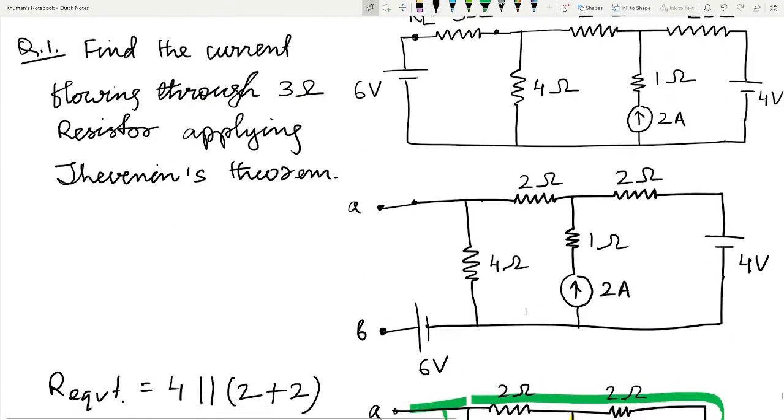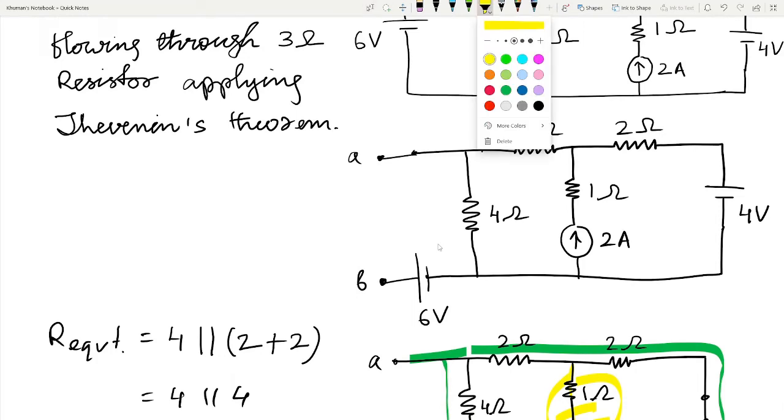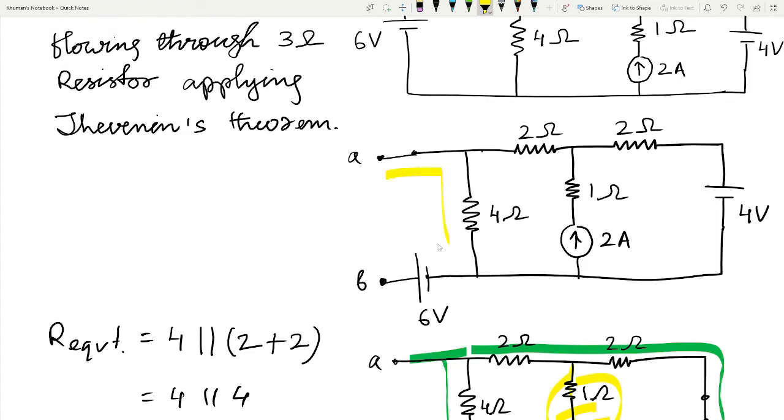so looking at here we can see that this part is open circuited, so no current will flow through here. That's why we will calculate the current flowing through the 4 ohm because of these two sources. Okay, this one and this one.